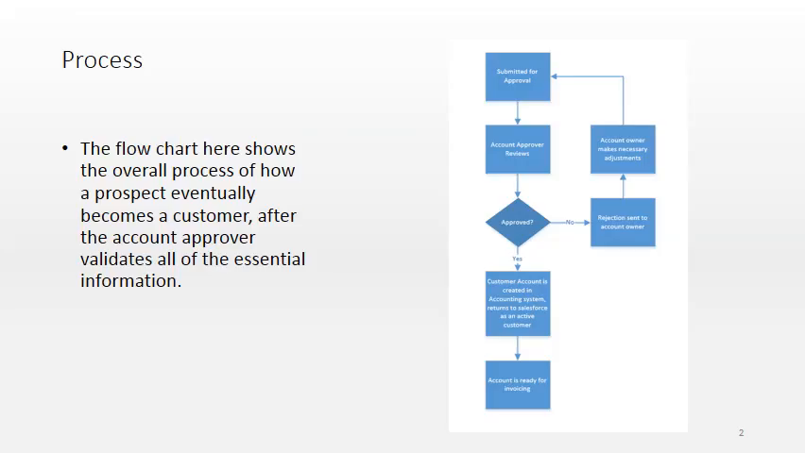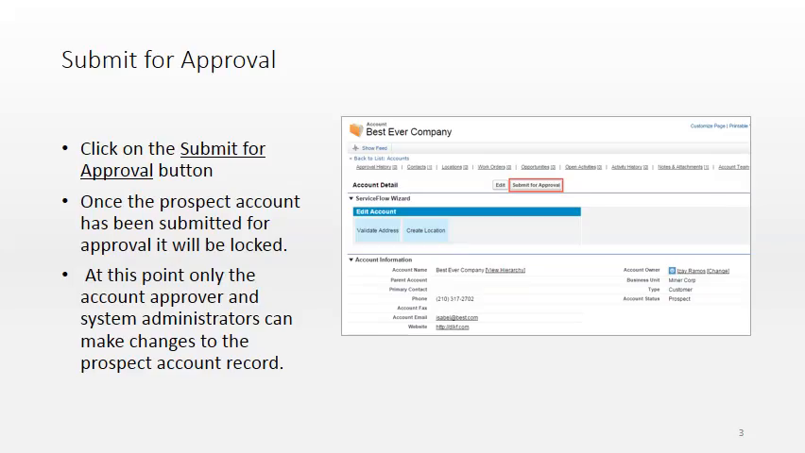The flowchart here shows the overall process of how a prospect account eventually becomes a customer, after the account approver validates all of the essential information. After a customer has been converted from a lead to a prospect account, you'll find the Submit for Approval button at the top of the account page. Click it to submit your account for approval to convert to a customer.